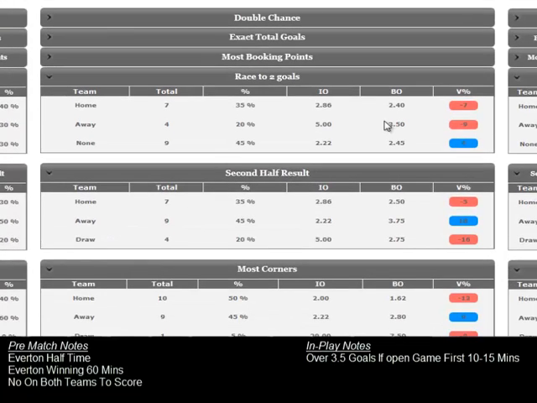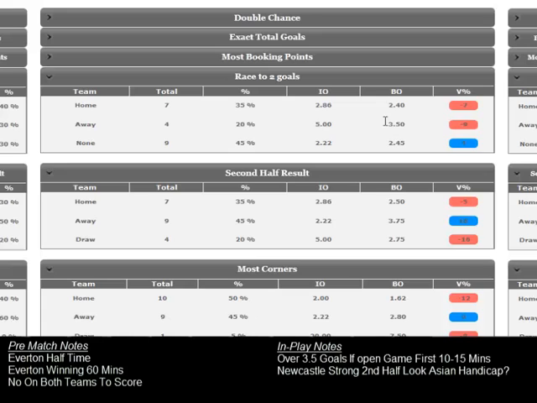Race to 2 goals. There's nothing really of significance here. Second half result, away win. 45%, that's a strong stat. 45% chance, bookmakers odds 3.75, 18% value.